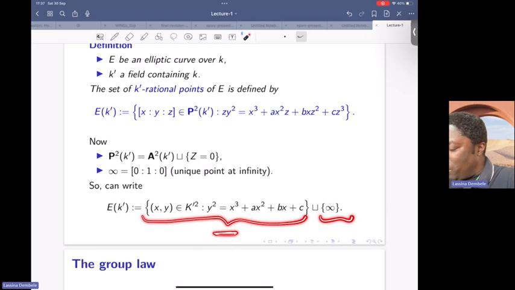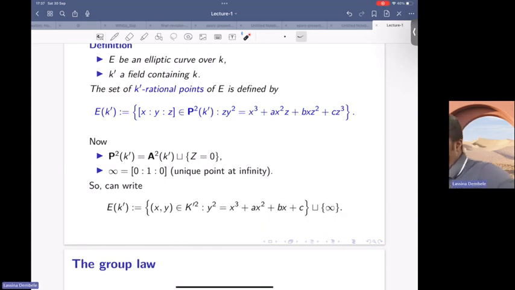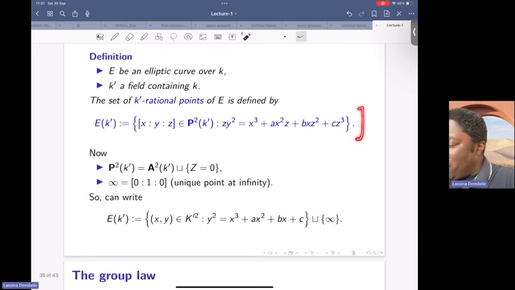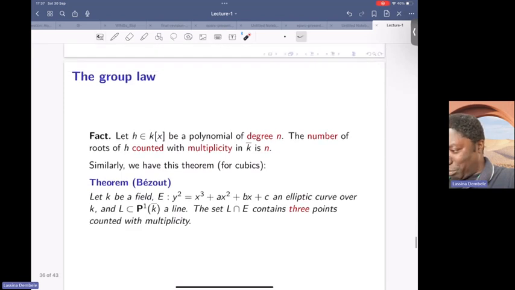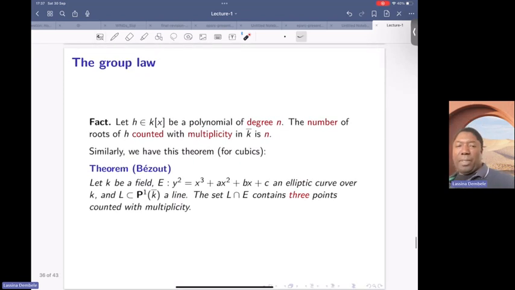So this would be the point lying in the affine plane, union with the unique point lying at infinity. Right. So now that we define what we mean by the K-rational points of our elliptic curve or cubic, we can now define the group structure.